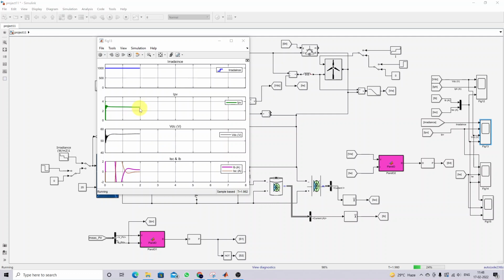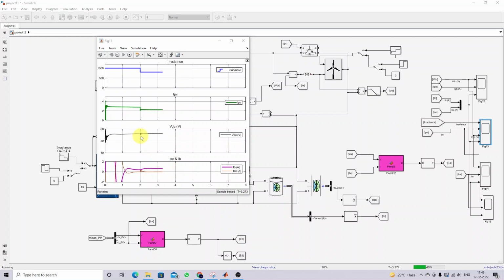Now you can see that after 2 seconds the irradiation is reduced to 800. Because of that, the PV current is decreasing. Because of decreasing PV power or PV current, the supercapacitor discharges and the battery current is increasing. At the time of 4 seconds, the irradiation is reduced again to 600 watts per meter square. Because of reducing irradiation, the PV current is going to be reduced, so we'll check the response of the supercapacitor current and battery current.